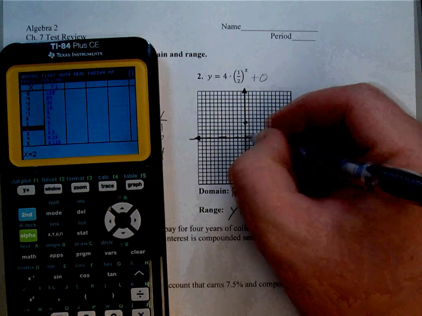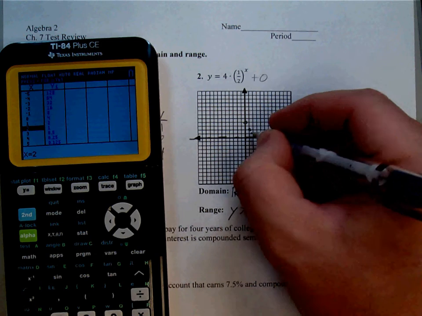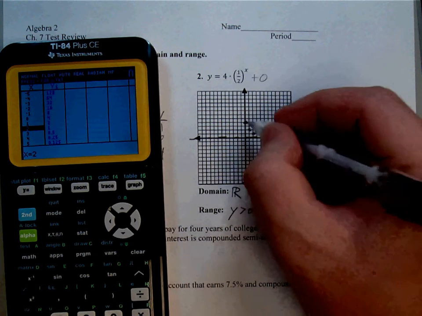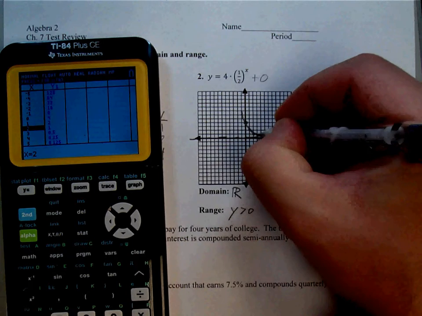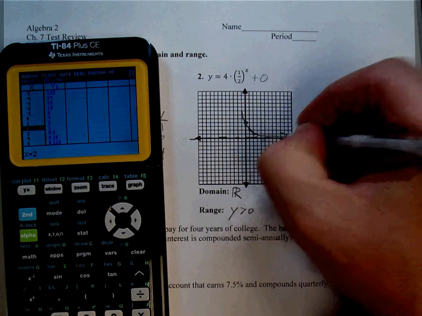So we go to 0, 4, 1, 2, 2, 1. We're getting closer and closer to the asymptote. Make sure we don't cross it.